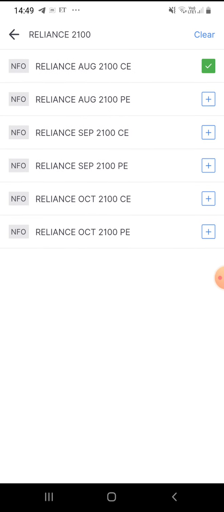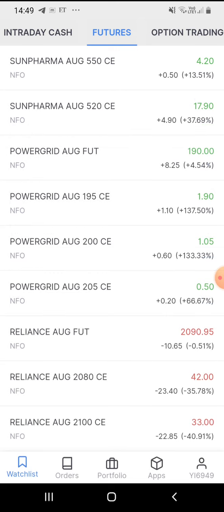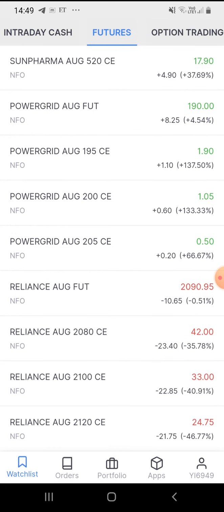2100, right? What is the next strike? 2120. Right? You got all the strikes. And one more thing. So now you know that if it is below 300, you have to search 5-point strikes. If it is above 300, below 700, you have to search 10-point strikes. If it is above 700 or 1000, below 3000, you have to search first 20 points like Reliance.